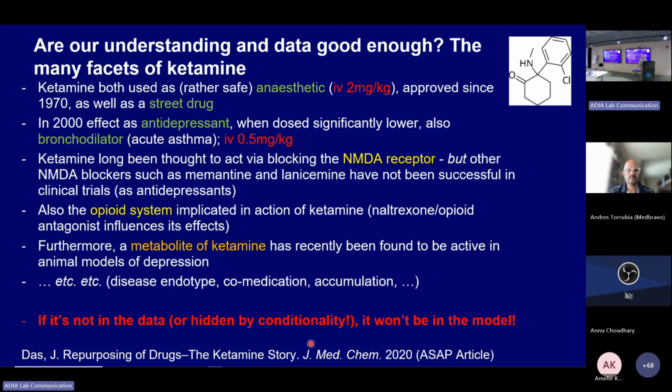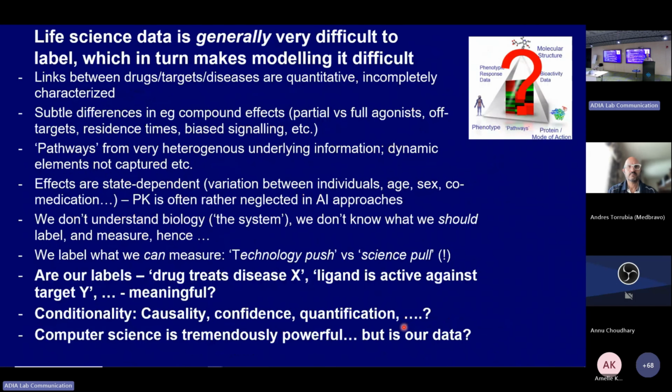So if it's not in the data, it won't be in the model, okay, and that's a typical life sciences problem. And that's true across all categories of the data we have in the life sciences. Links between drugs, target disease are quantitative and incompletely in many cases characterized. We have subtle differences in compound effects. They can completely block a protein or partially activate and so on. Effects are state dependent. So we have different cell types, different tissues. If you eat something different in the morning, absorption is different, which means your blood plasma level of the drug is different, which means you see different effects and side effects and so on.